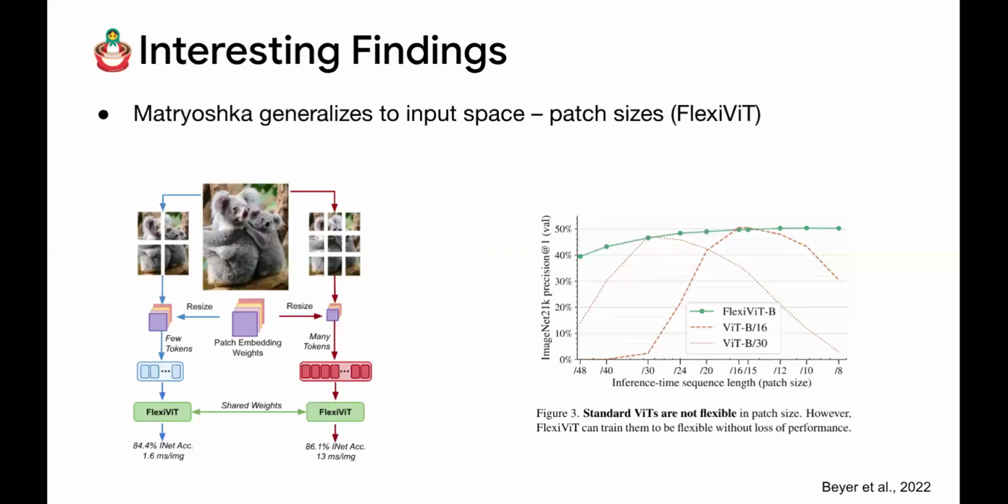And then people took this from input space and moved it to output space. If you have images, you can process 14 by 14 patches, 3 by 3 patches, 16 by 16. If you process 3 by 3 patches, you have a lot more compute. And if you have 14 by 14 patches, you have a lot less compute. So you can literally trade off the compute by changing your patch size. And this is Matryoshka in input space.